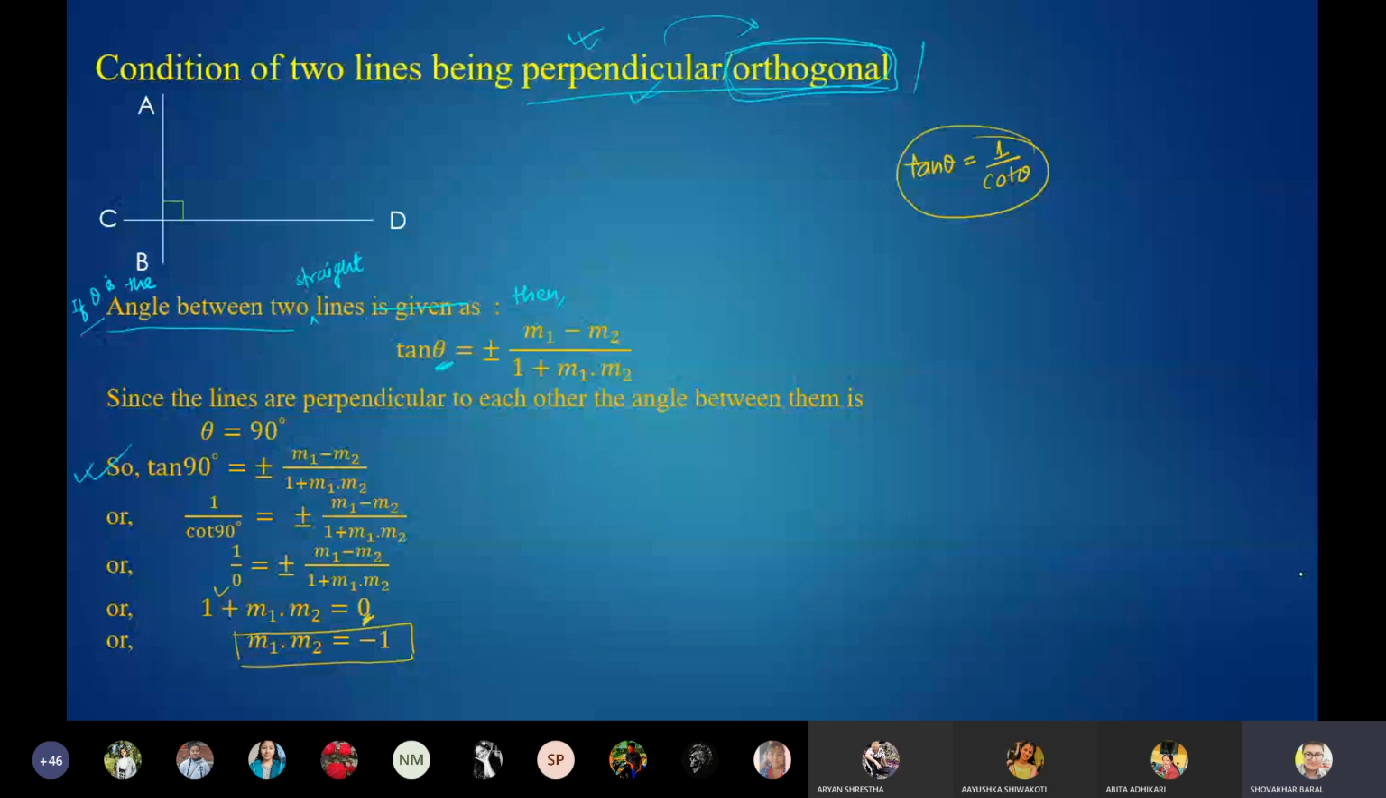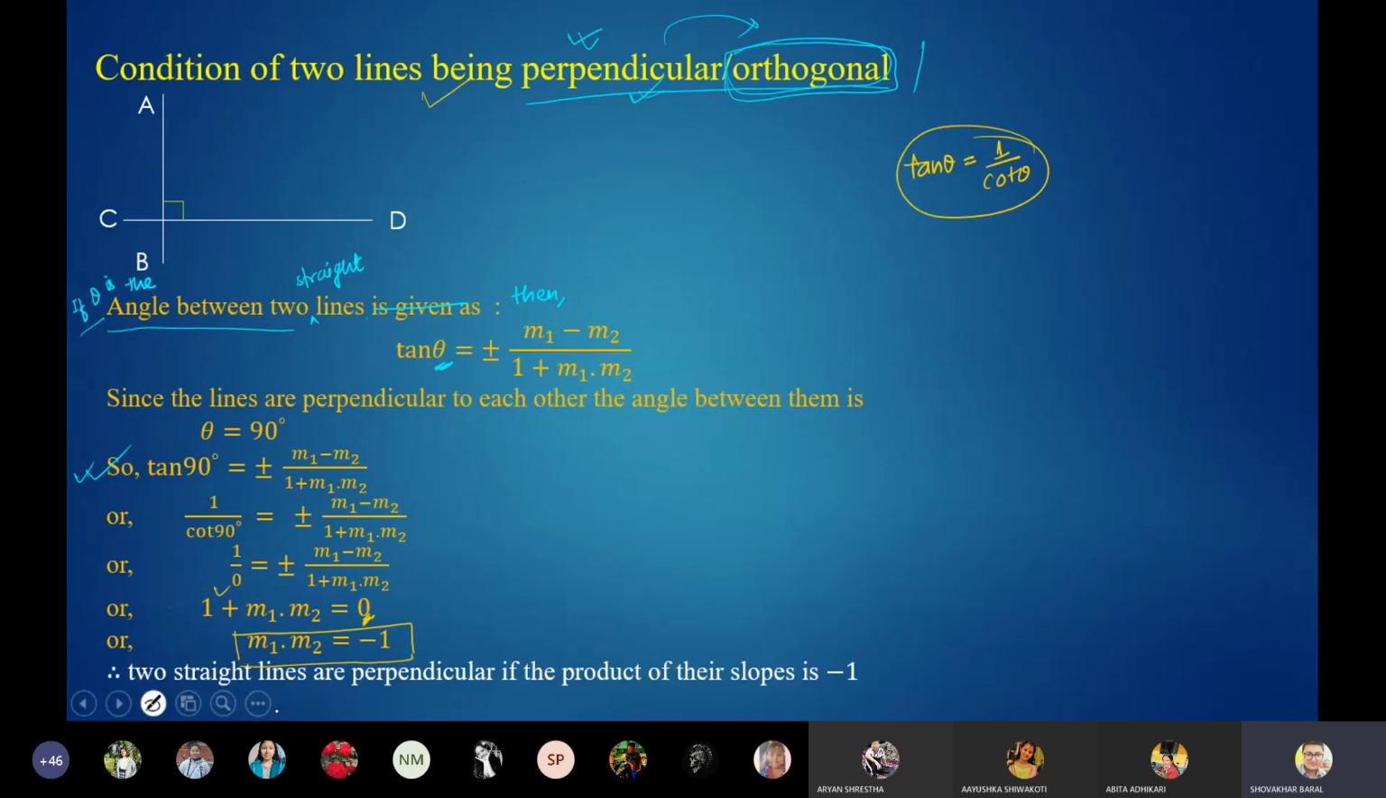So if you have any confusion, then you can ask in another class also, or you can see the video also. Everyone please try to understand. m1 times m2 equals minus 1. This is the condition when the two lines are perpendicular. So at last write the condition. Two straight lines are perpendicular if the product of their slopes is minus 1.